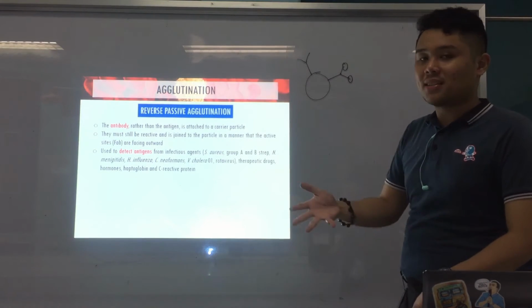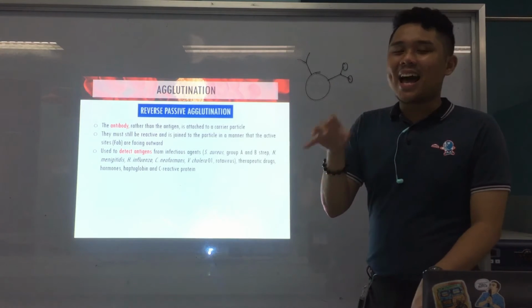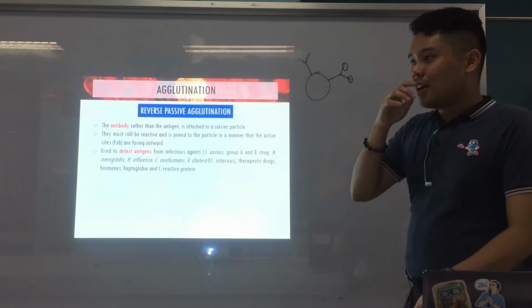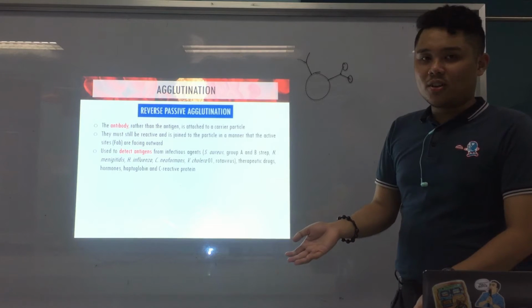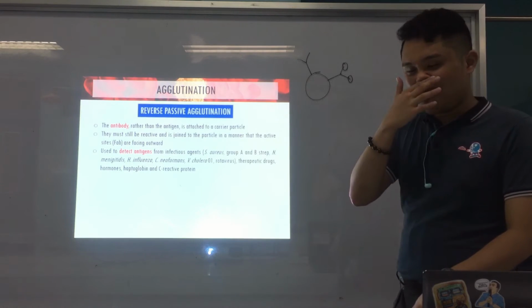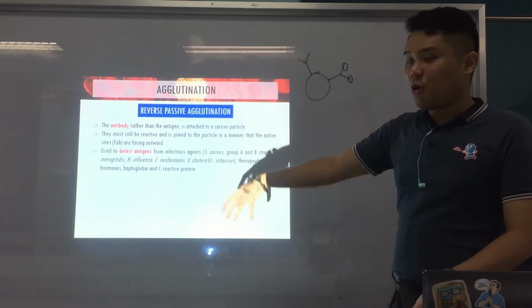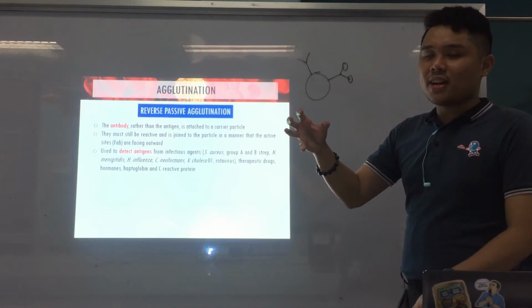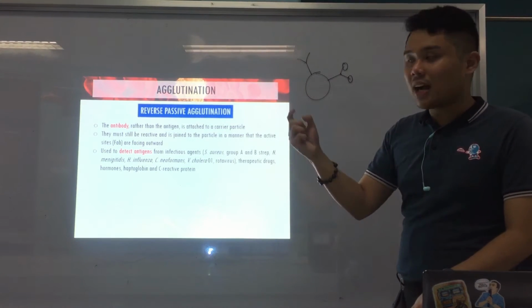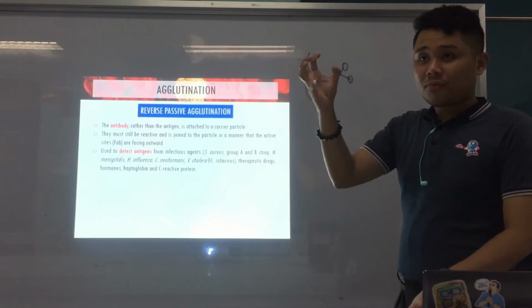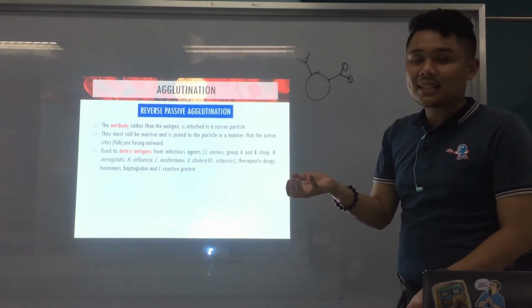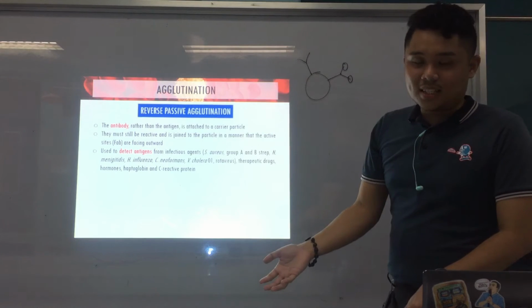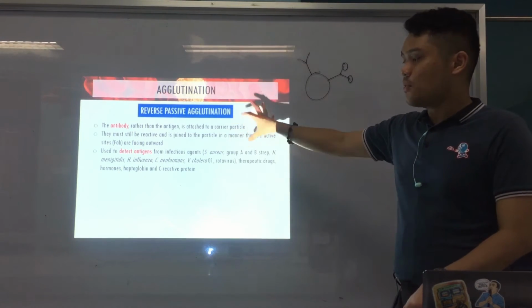Alright, so reverse passive. By the name itself, you're detecting the antigen, or you're detecting antigens, in the form of a bacterial antigen, or it could be just normal proteins that you want to detect. The key concept is that instead of antigens, on your carrier, like for example latex, you put antibodies. So that is the difference between reverse passive and passive.